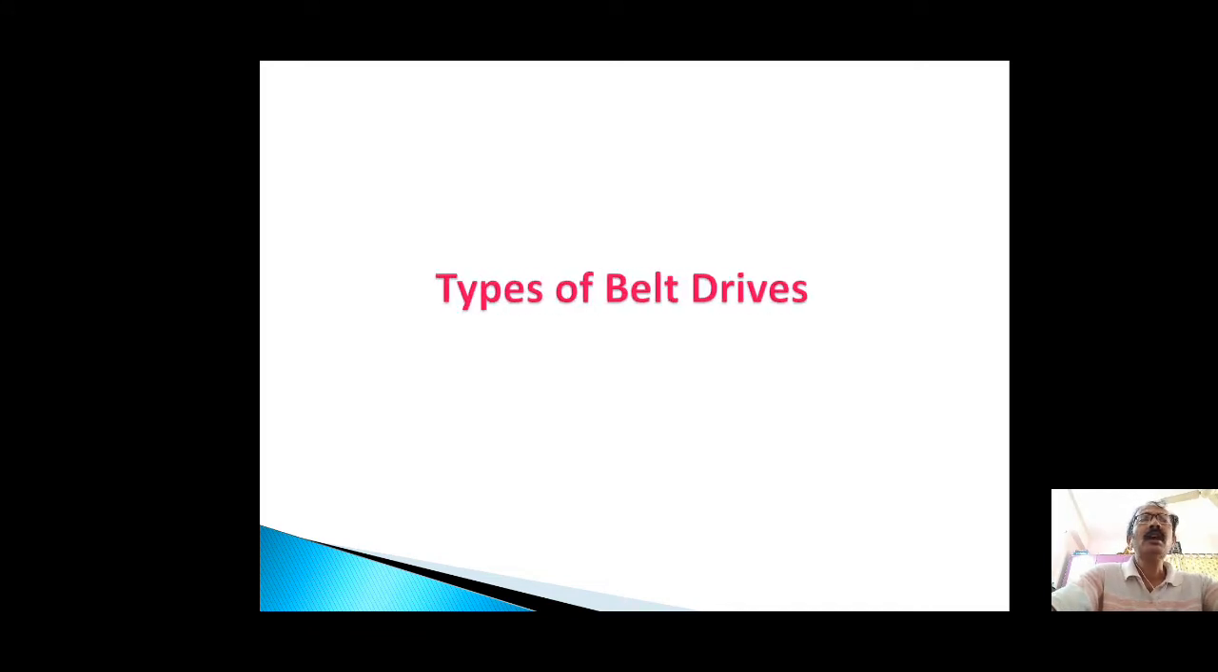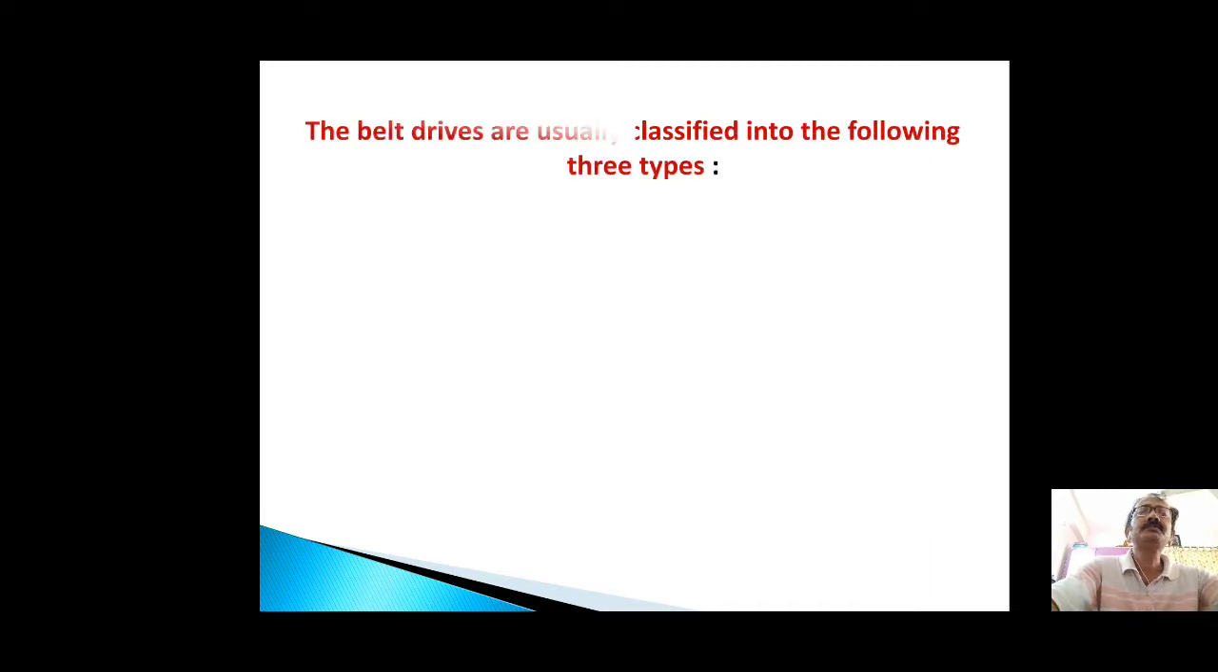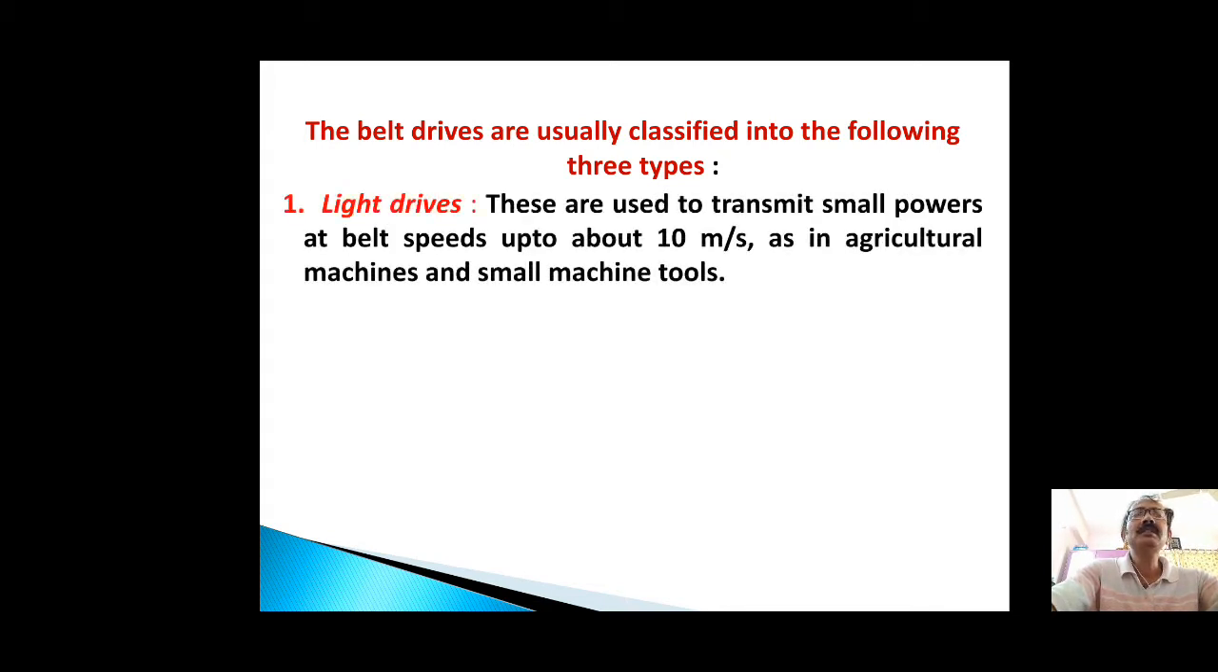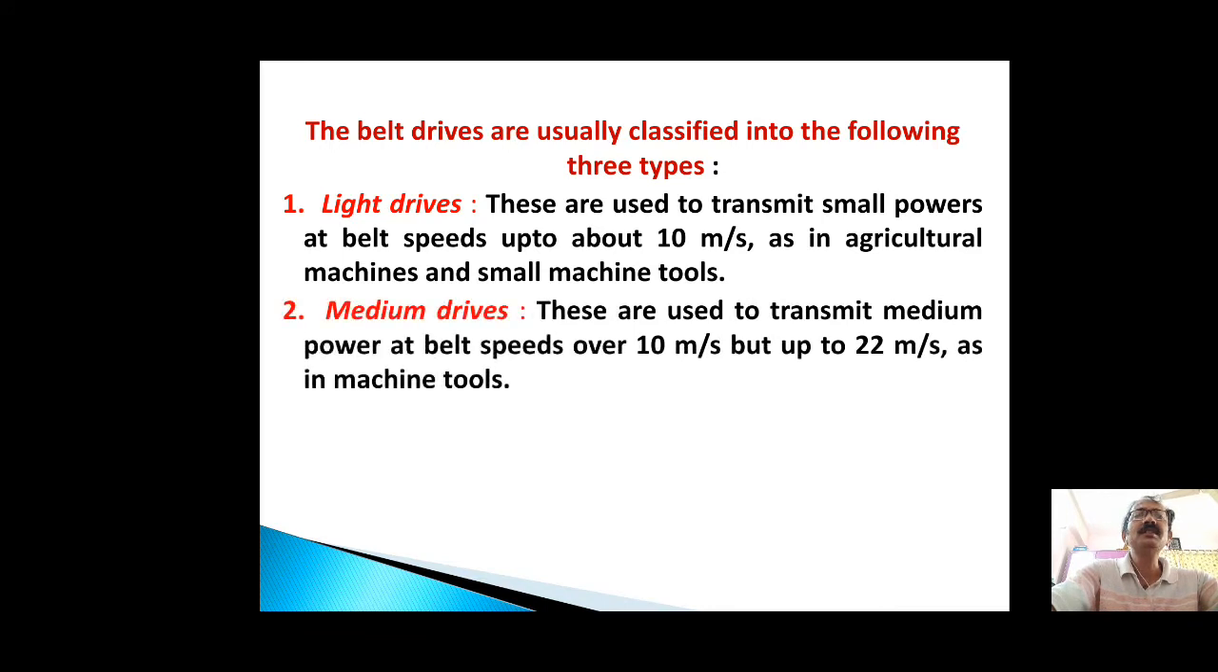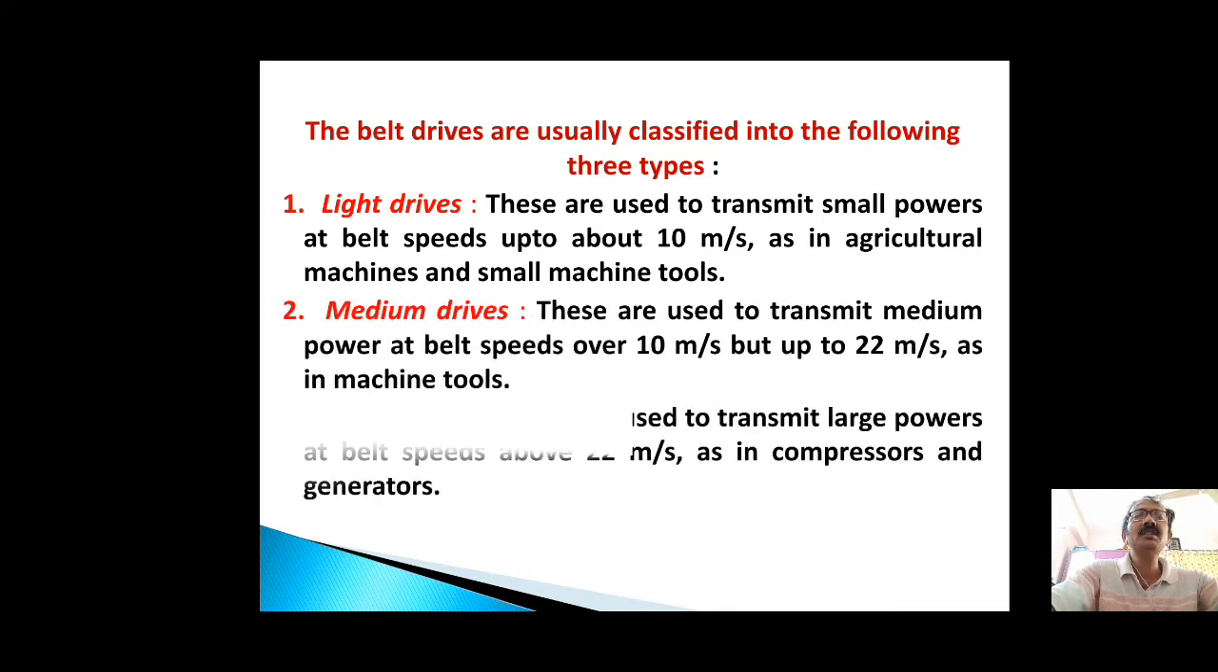Now the types of belt drives. So how many types of belt drives are there? The belt drives are usually classified into the following 3 types. Number 1, the light drives; number 2, the medium drives; and number 3, the heavy drives. Now what are light drives? These are used to transmit small powers at belt speed up to about 10 meter per second, as in agricultural machines and small machine tools.